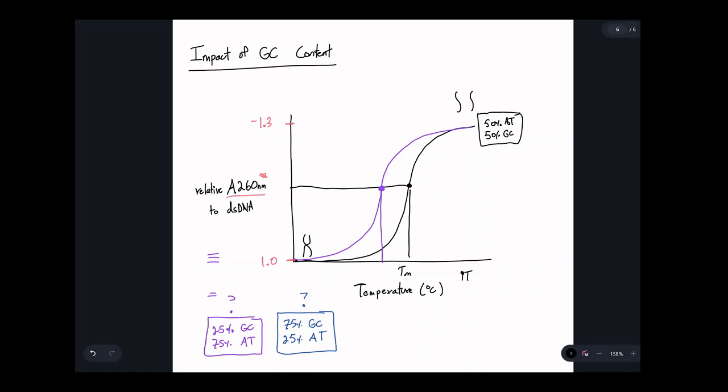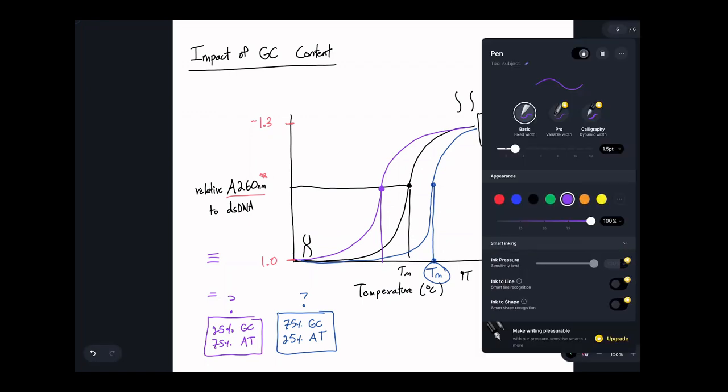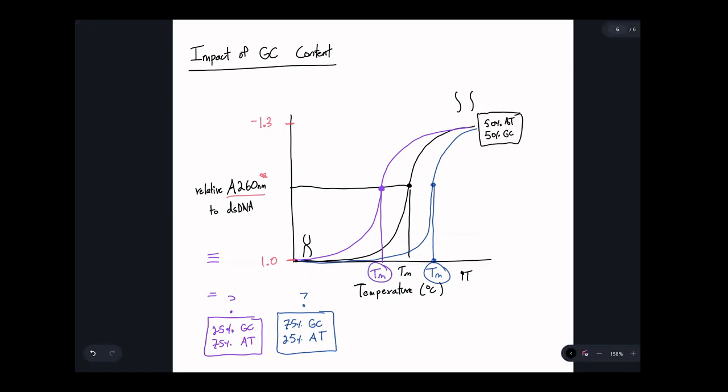With 75% GC content, the opposite is true, right? More GC means more hydrogen bonds, means that we'll be able to get to a higher temperature. So the Tm of high GC is going to be a bigger number because you need to get to a higher temperature to melt it, where the Tm here is lower. Right? That's how we can understand with these graphs the melting of different DNA.